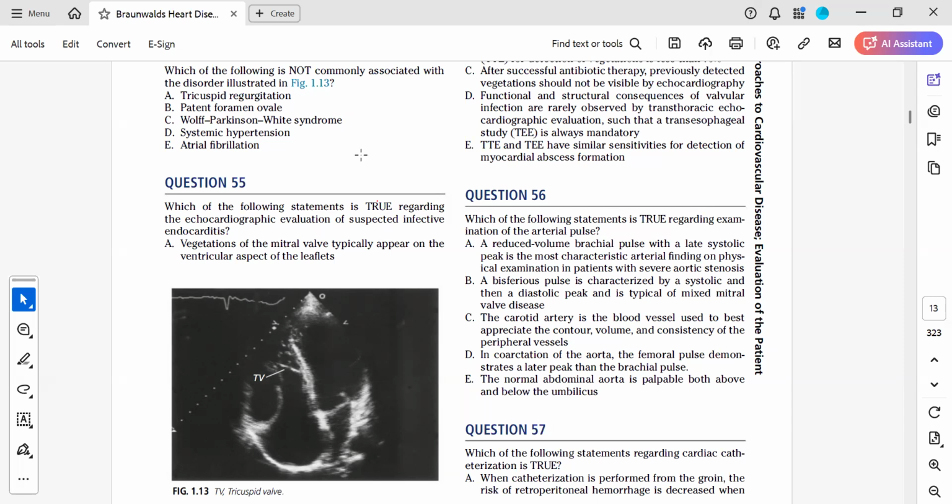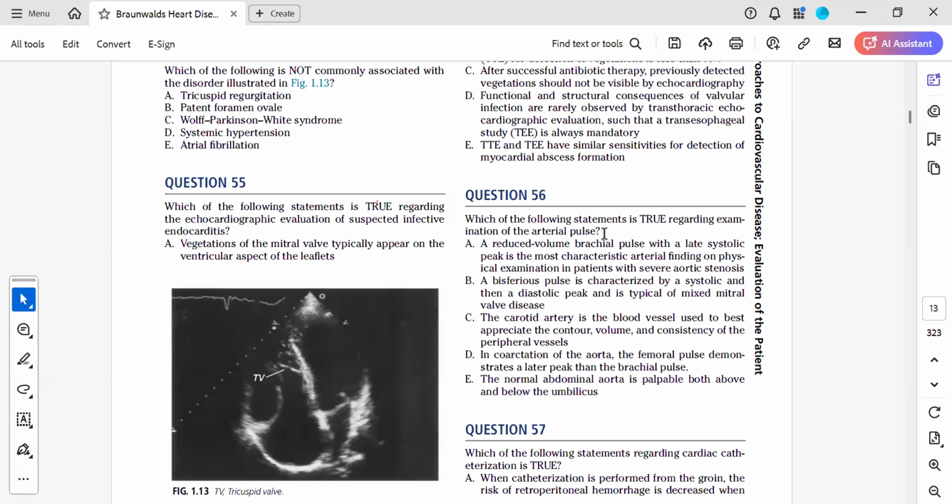Okay, question 55. Which of the following statements is true regarding the echocardiographic evaluation of suspected infective endocarditis? Option A: Vegetations of the mitral valve typically occur on the ventricular aspect of the leaflet.